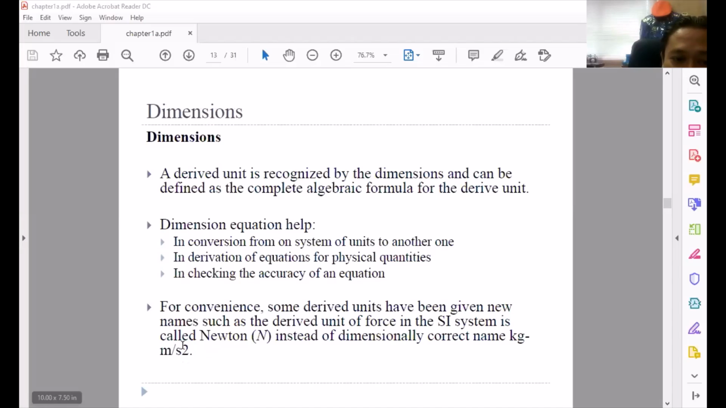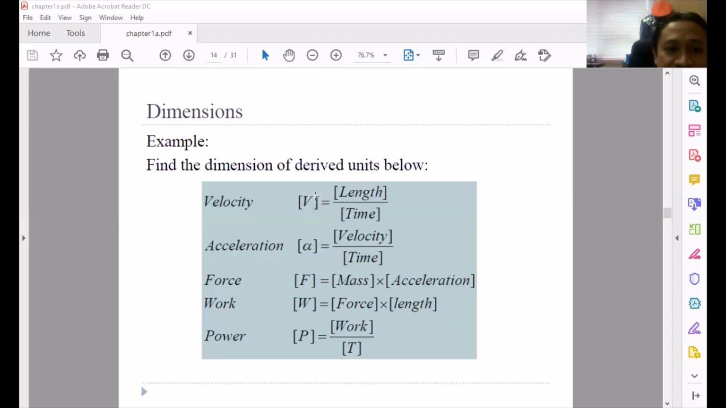For example, the Newton. The dimension of the Newton is kilogram meter per second squared, s to the power of 2. So these are some examples of dimensions.